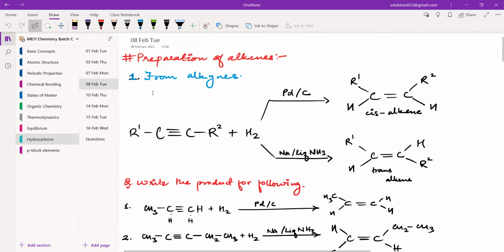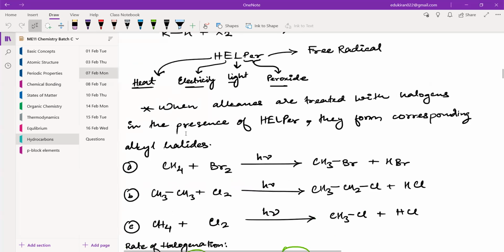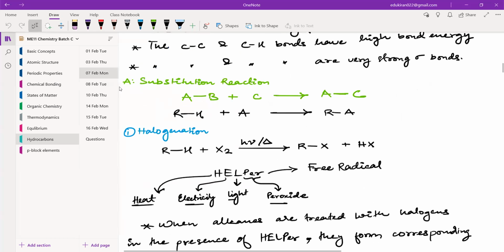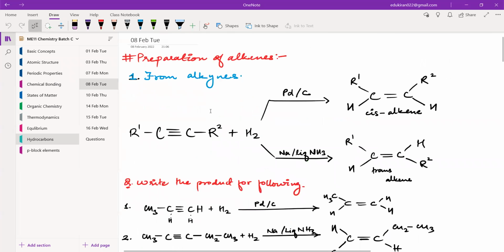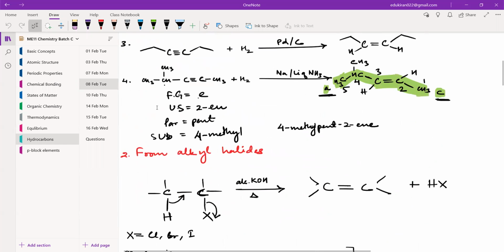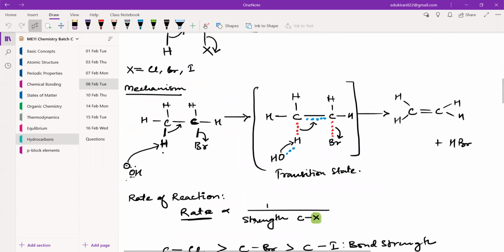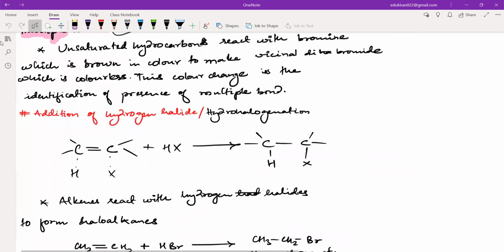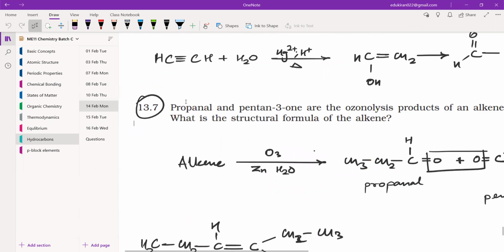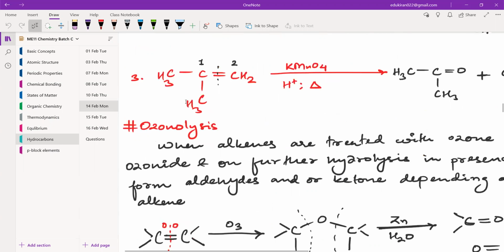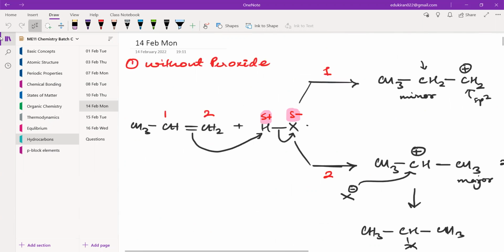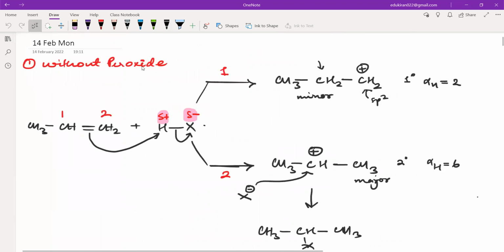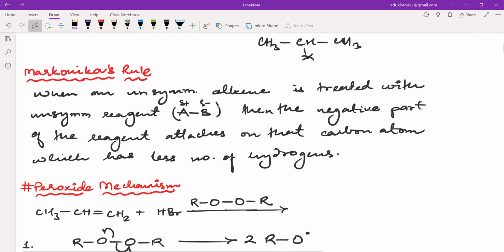Acha, wo to, sorry. I was looking at the wrong section. I should be looking at alkenes. Yes, see, without peroxide. Okay, so that is the, and then the peroxide mechanism.